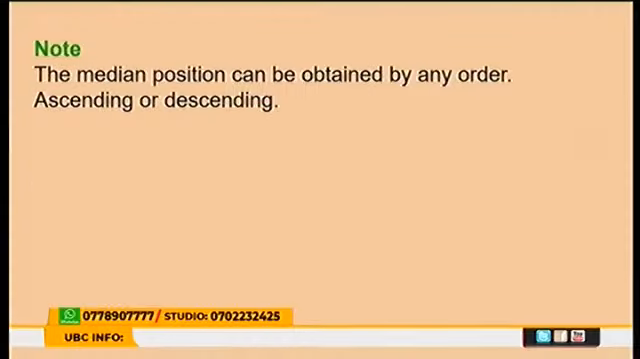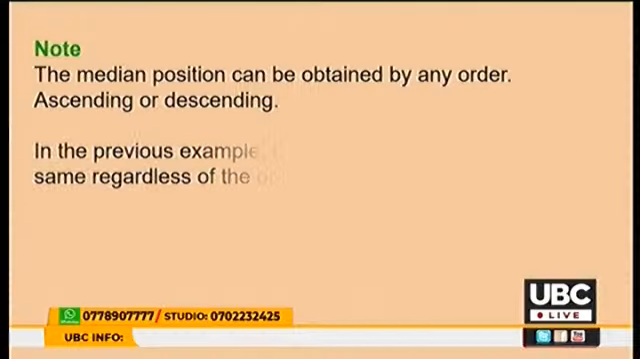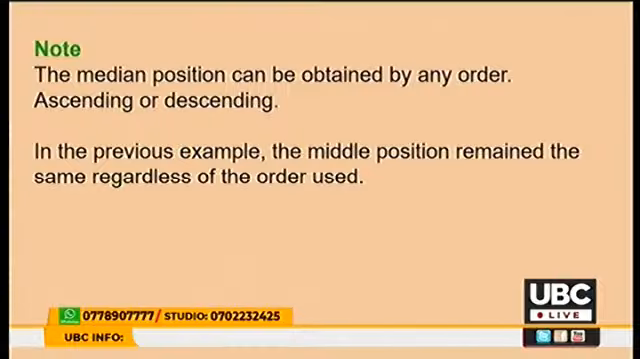Let's take a note. We have seen that the median position can be obtained by any order, ascending or descending order. Ascending order means starting from the lowest to the highest, and descending order means starting from the highest to the lowest. So most of us who get confused with the word ascending: ascending means starting with the smallest to the highest. Descending means starting from the highest to the lowest.